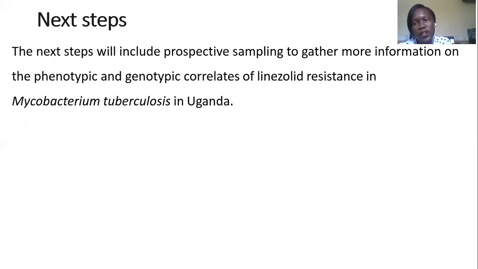Going forward, the next steps would be to perform prospective sampling to gather more information on the occurrence of these resistance correlates in the population. So it will be more like sampling from different regions to get a map of the occurrence of these resistance patterns in the population of Uganda.